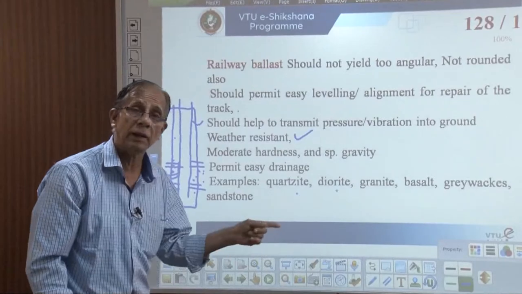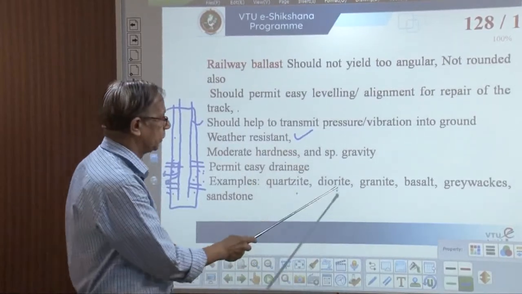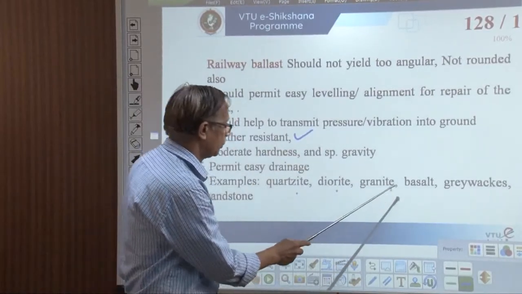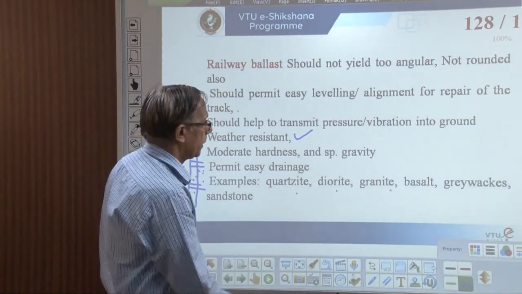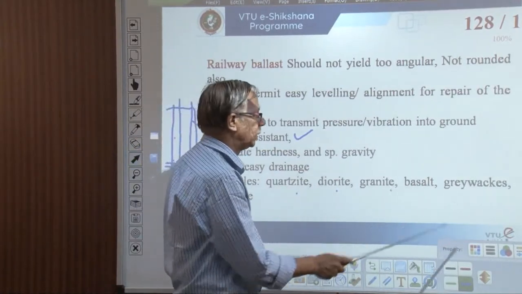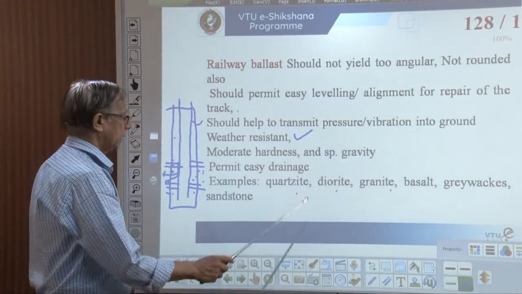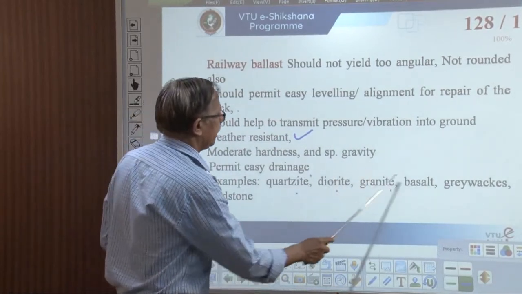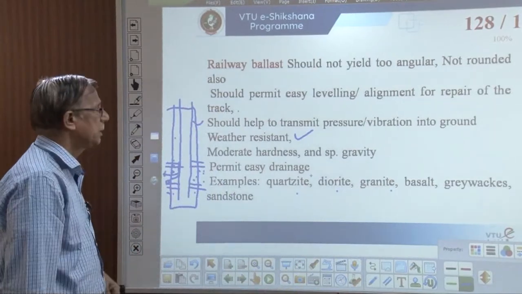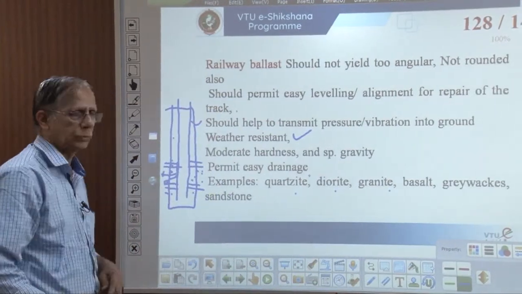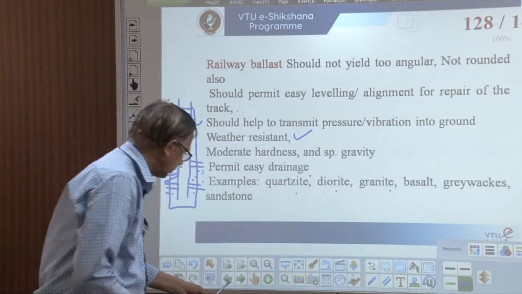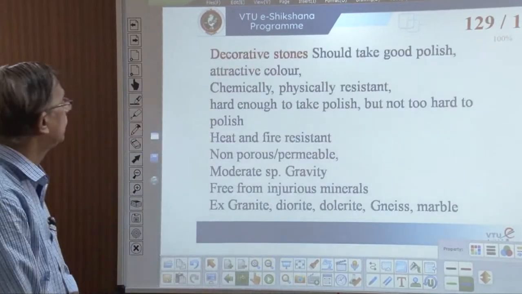Diorites are not as angular as basalt. This is good. Granite people use, although it is inferior. Basalt people still use, as gravel, but this is the recommended order: first one, then like this. Availability matters. Sandstone people do use. So these are some of the suitable rocks.